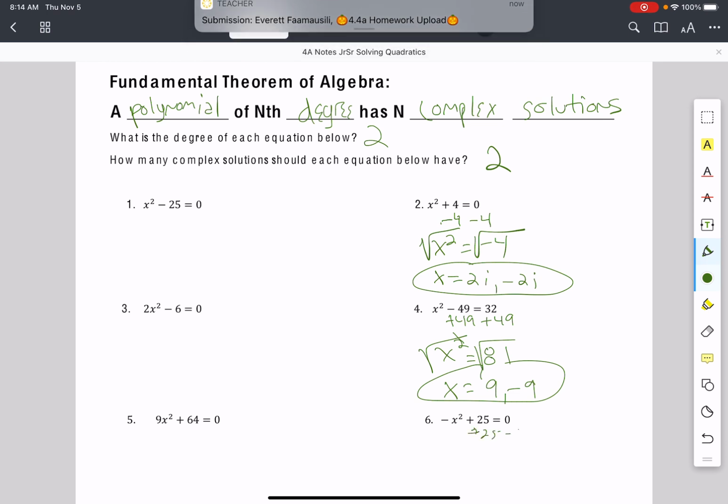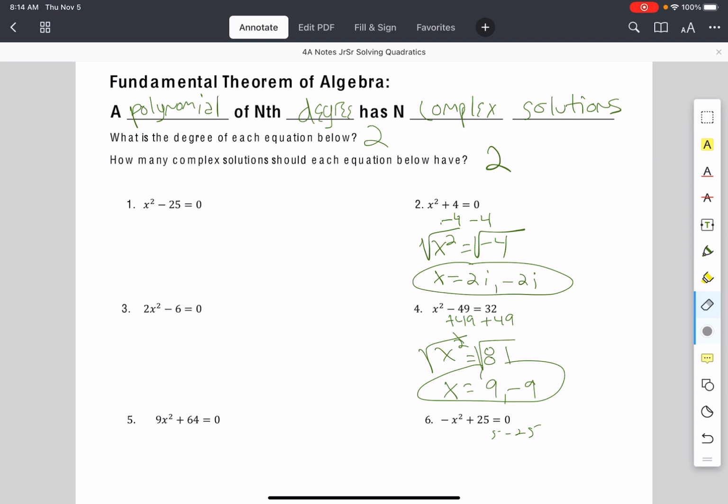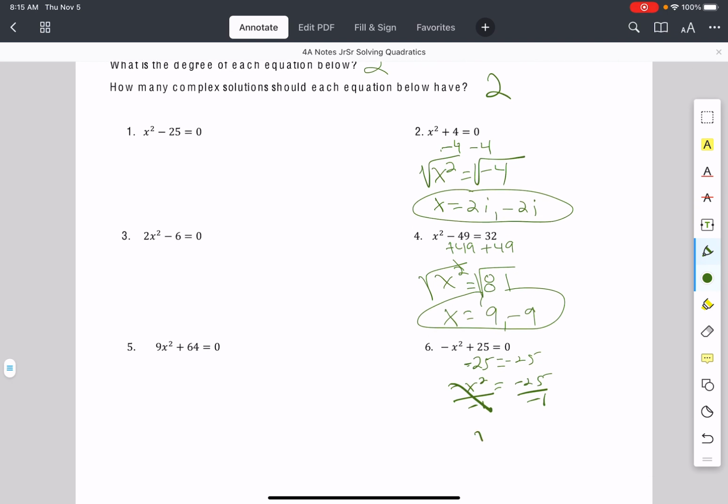Minus 25. Wait for it. Hold on. So I minus the 25. And then, Michaela, what do you think is next? Yep. Divide by negative 1. So then x squared equals 25. Then I can square root, and x equals 5 and negative 5. I want you to work with your group neighbors to try 1, 3, and 5, and then we're done. As soon as we go over the answer to those, we're done.